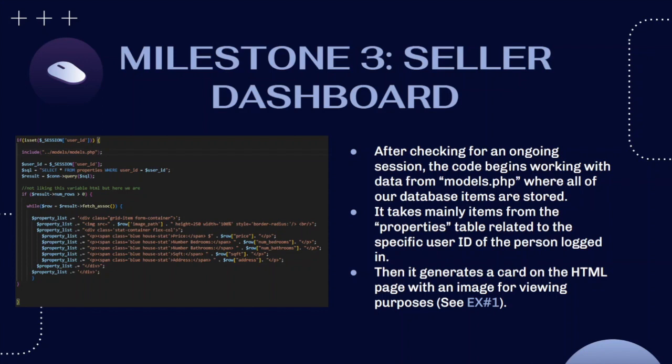After checking for an ongoing session, the code begins working with data from models.php, where all of the database items are stored. It takes mainly items from the properties table related to the specific user ID of the person logged in. Then it generates a card on the HTML page with an image for viewing purposes, which I will show you an example of in example 1 later on.